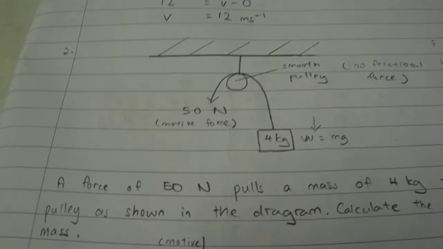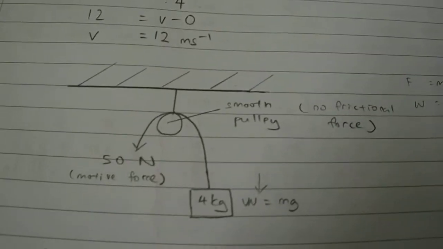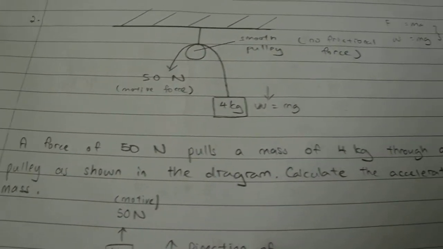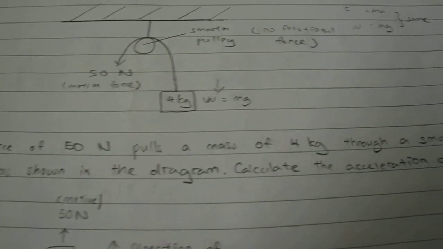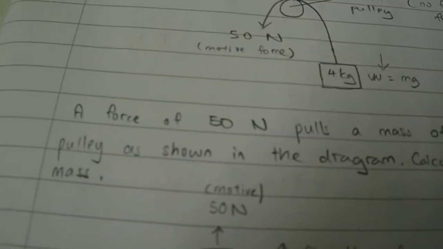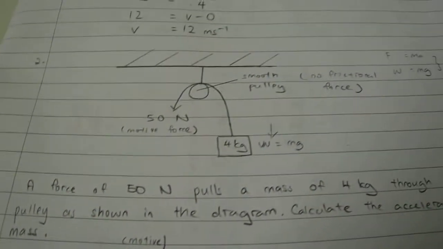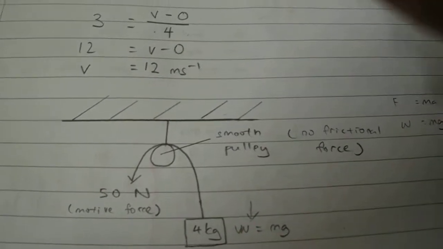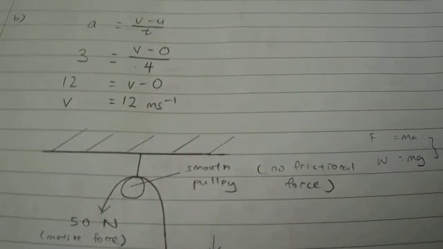So the second question is based on this very awfully drawn diagram. A force of 500 Newton pulls a mass of 4 kg through a smooth pulley as shown in the diagram. Calculate the acceleration of the mass. So here, look at this. This pulley, because it's smooth, no friction will be acting on the object. There's no frictional force.